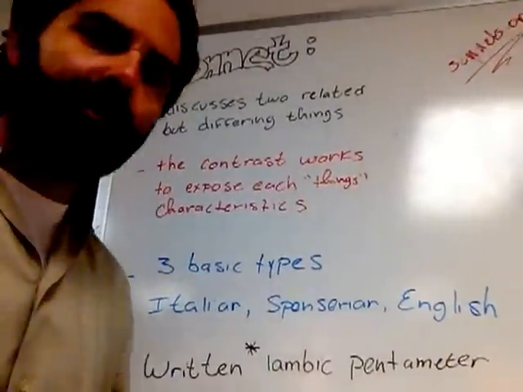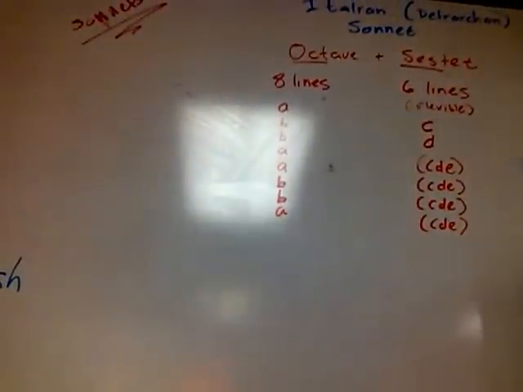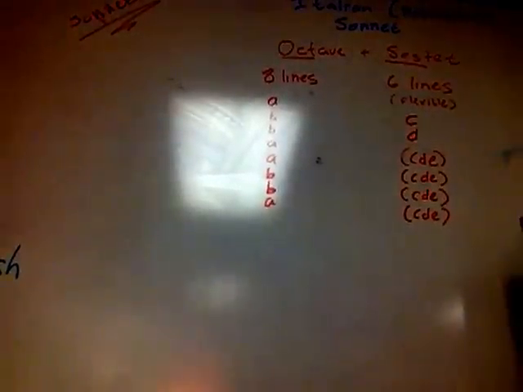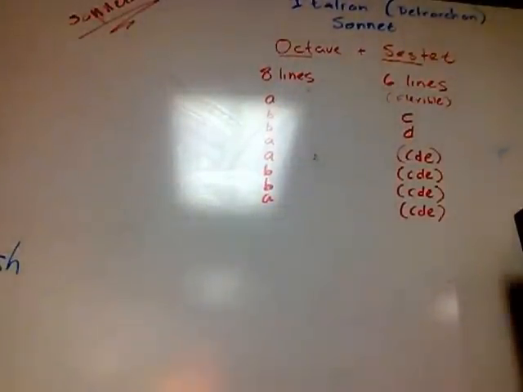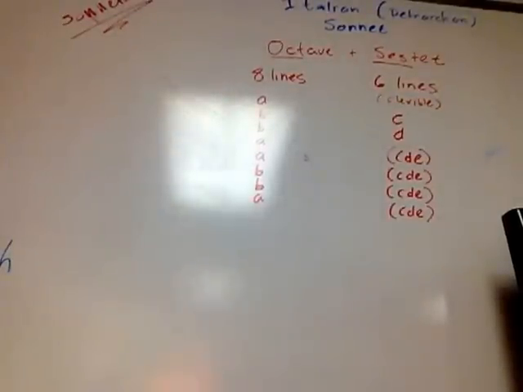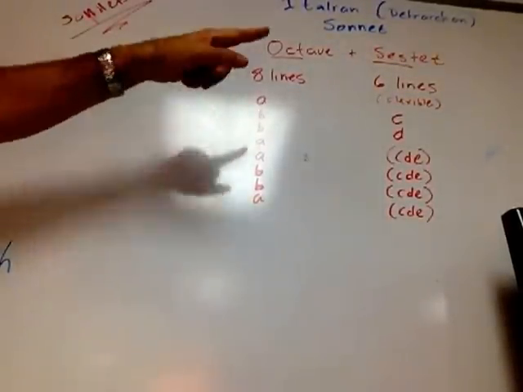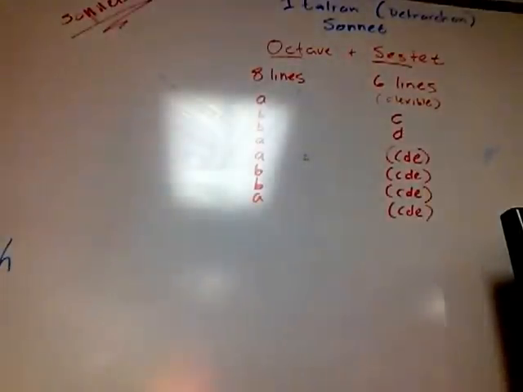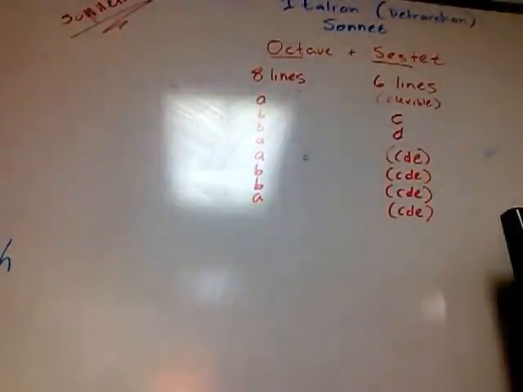Let's talk first about the Italian sonnet. The basic characteristics of the Italian sonnet, also known as the Petrarchan sonnet: you have an octave and you have a sestet. In octave, you see the word oct, which tells us there are eight lines. Sestet, again, that prefix refers to the number 6, so you have 6 lines.